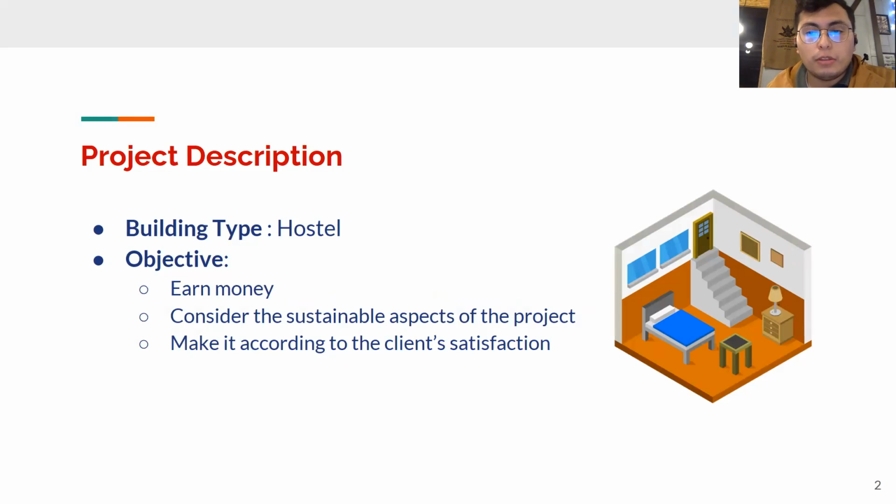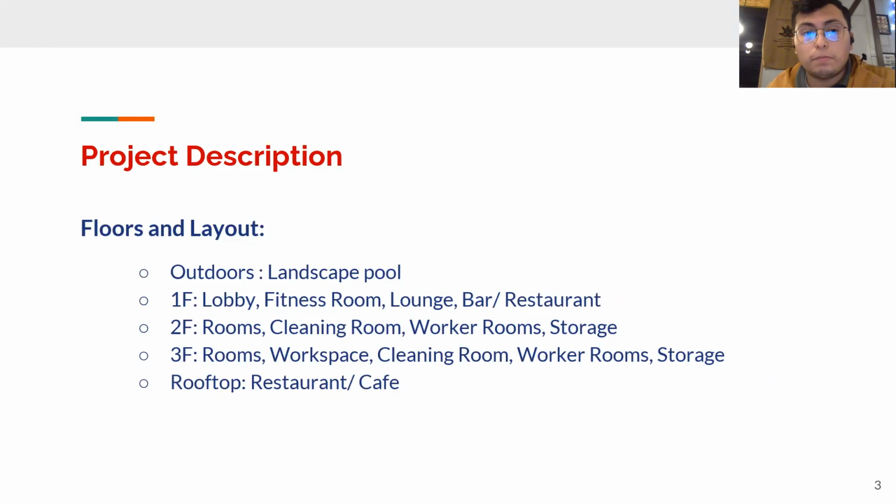The project description starts with the building type, which we have decided to be a hostel. The main objective of our project is to earn money for the client, consider the sustainable aspects of the project according to the guidelines offered, and make it according mainly to the client's satisfaction.